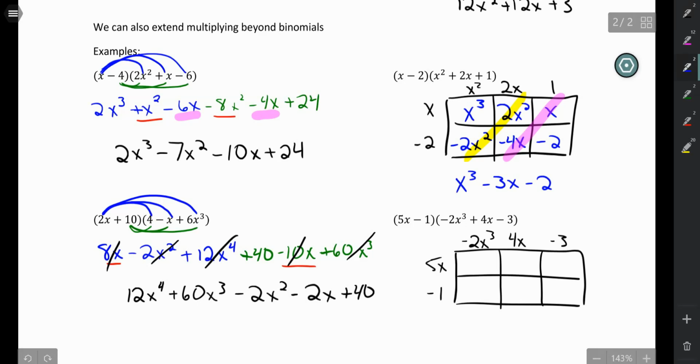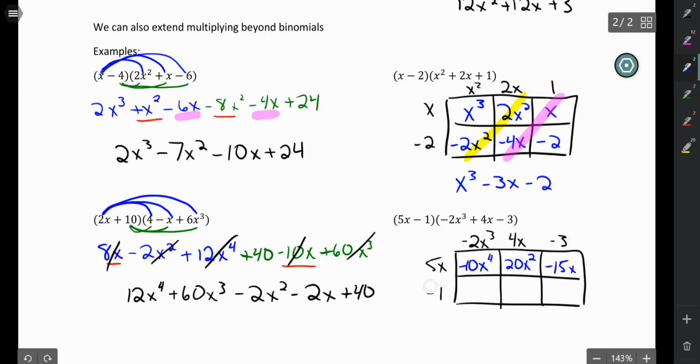So I've got that 5x and that negative 2x cubed. That's going to give me negative 10x to the 4th. I've got 5x and 4x. That gives me 20x squared. I've got 5x and negative 3, and that gives me negative 15x.